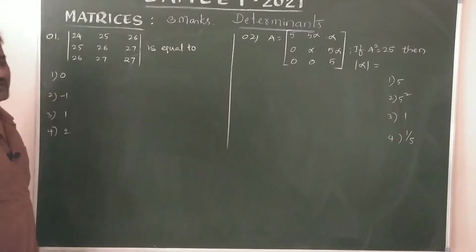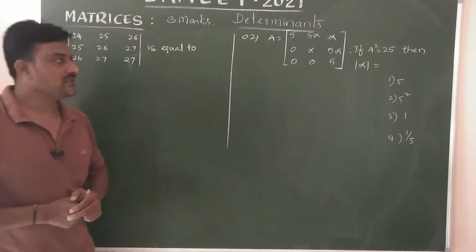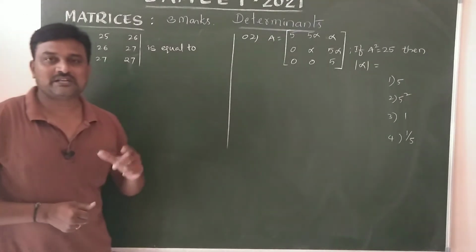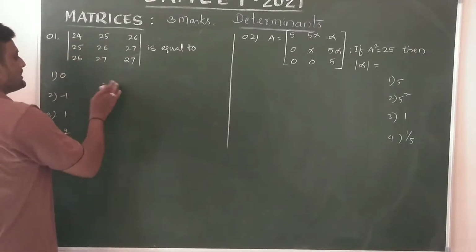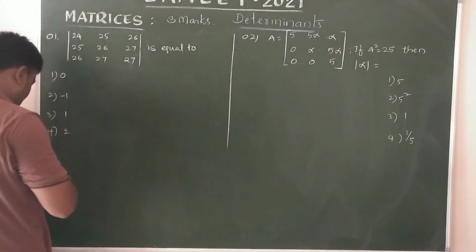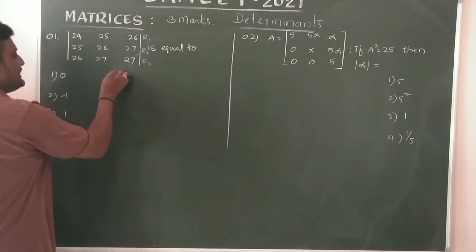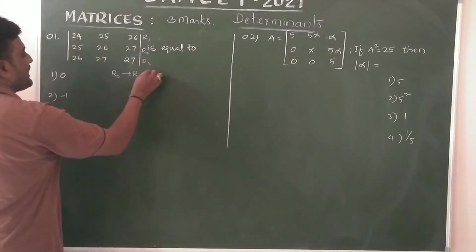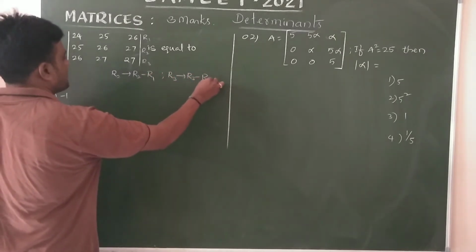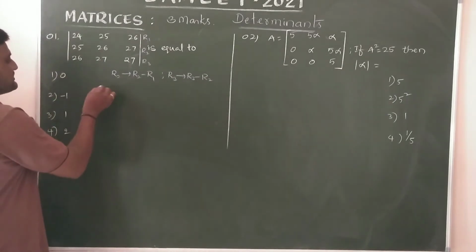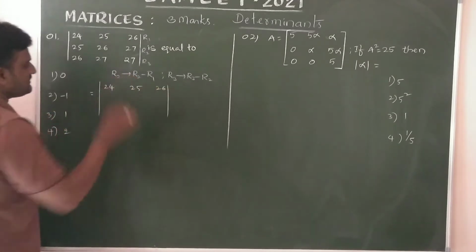Now here we have big numbers, yes or no? That's why I can apply the properties of determinants. I have to try to convert into single digits by applying operations. R1 stays, R2, R3, yes or no? So in the place of R2 I can write R2 minus R1, and in the place of R3, R3 minus R2. Now R1 is as it is, yes or no?